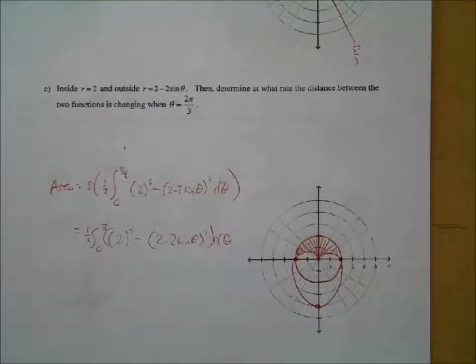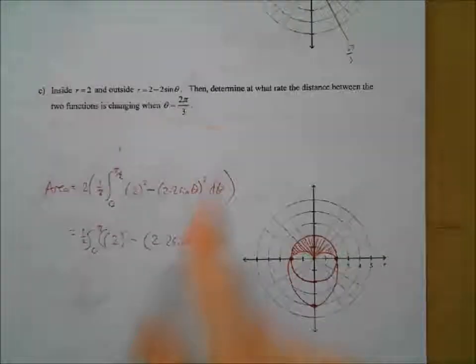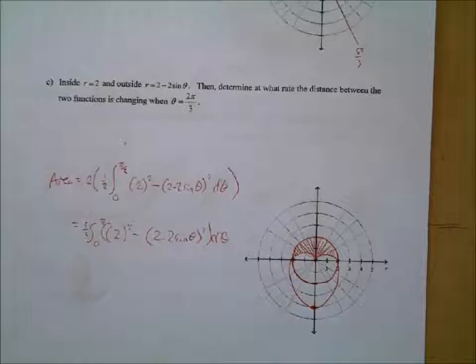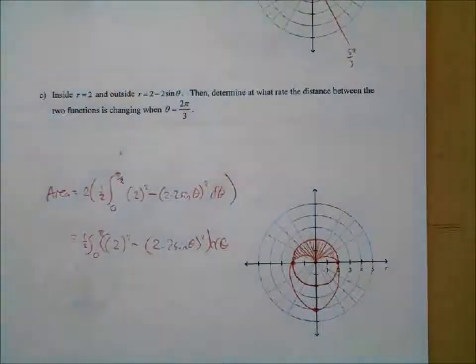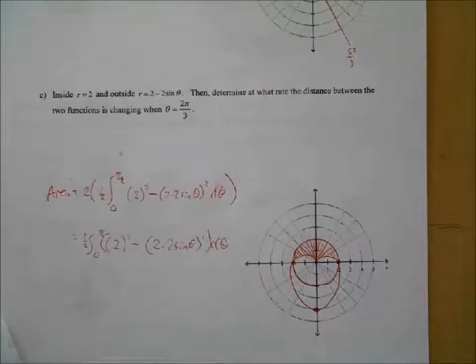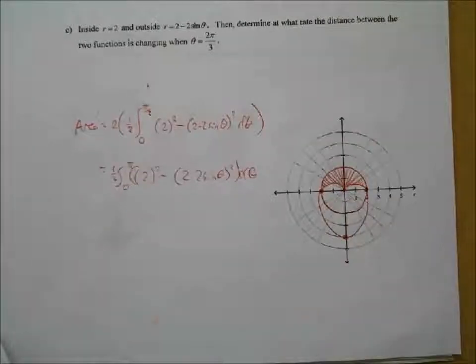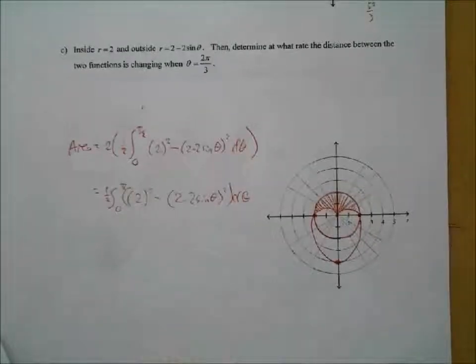So we finished letter C, but not quite. We had a second question here, okay? We were asked to determine at what rate the distance between the 2 functions is changing when theta equals 2 pi over 3, okay? So if we want to find the distance between the 2 functions, what would be an expression that we could set up here to find the distance between those 2 functions?